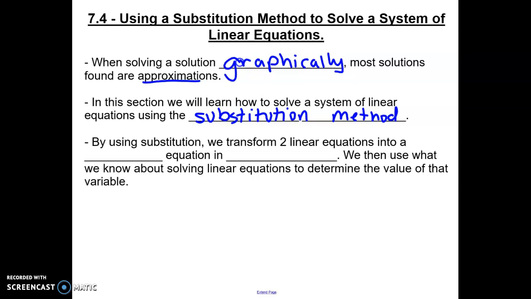How this works is by using substitution, we transform two linear equations into a single equation in one variable. So that basically means we're going to sub in something so that we only have one variable in one equation instead of two variables in two equations. We then use what we know to determine the value of that variable.